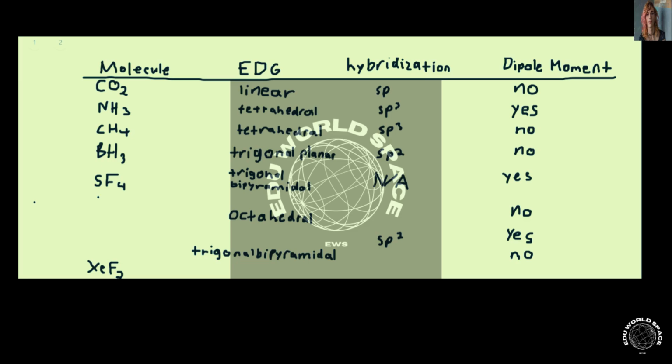So what's going to be an octahedral structure? Octahedral structures, assuming they have the same kinds of bonds, the same atoms attached to the central atom, are always going to be octahedral. So let's put SF6 for an octahedral structure. Again, our hybridization is going to be N/A because sulfur is going to break the octet rule.